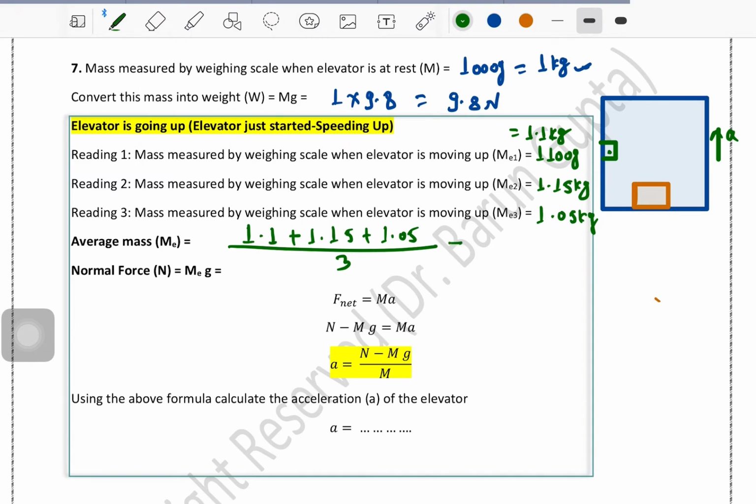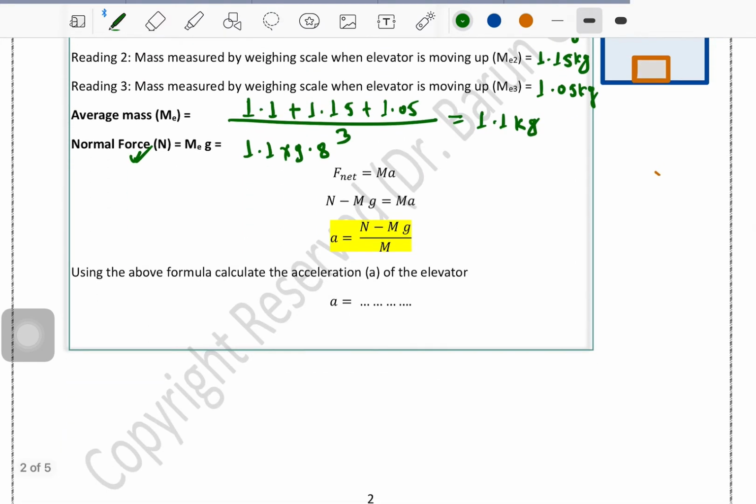So again, this number would be 1.1 kilogram. All right. And I have to change this kilogram into the weight, or multiply this one by g, and this number would be 1.1 times 9.8. That's the N value here.